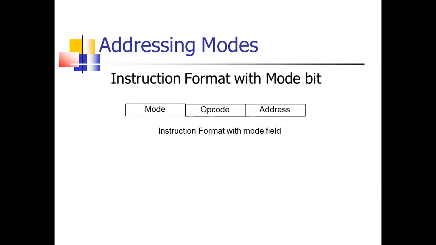In case my value of the mode bit is 1, it will refer to the indirect address instruction. Similarly, in the case of other kinds of addressing modes, we will have different kinds of instruction formats consisting of various components. Now we switch to the next slide.